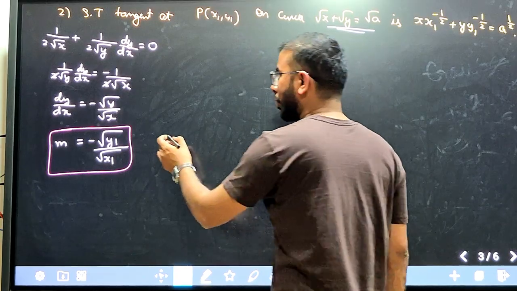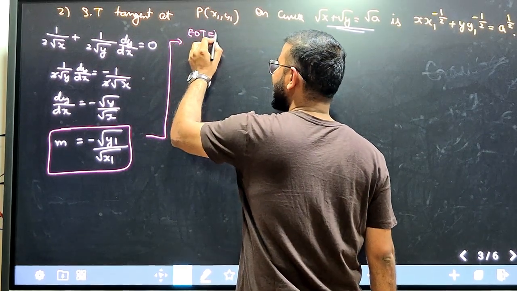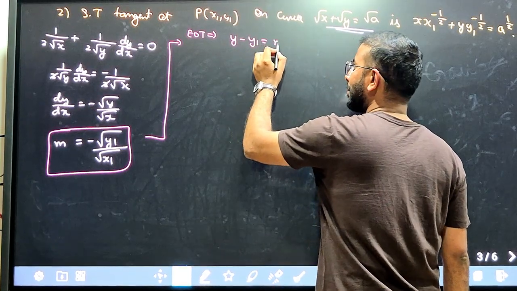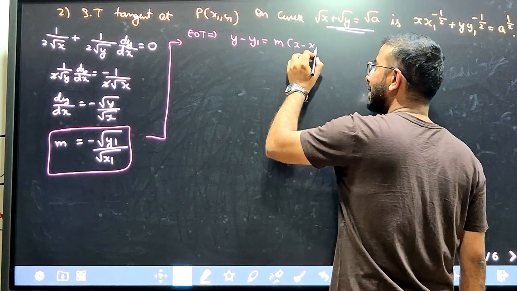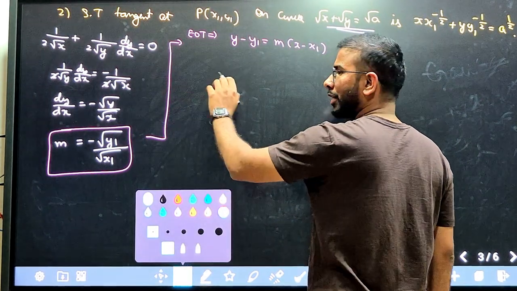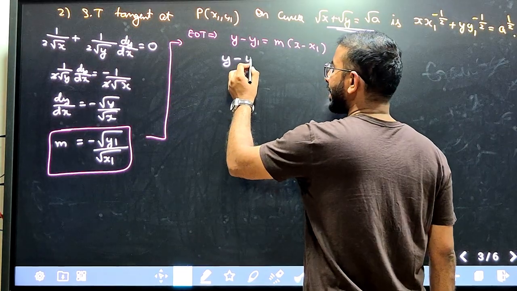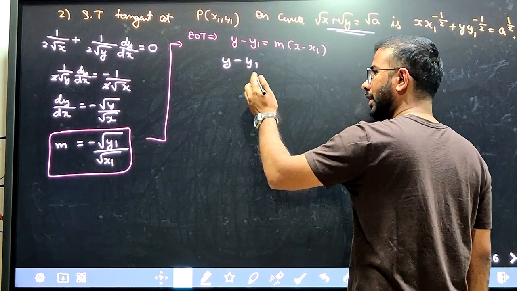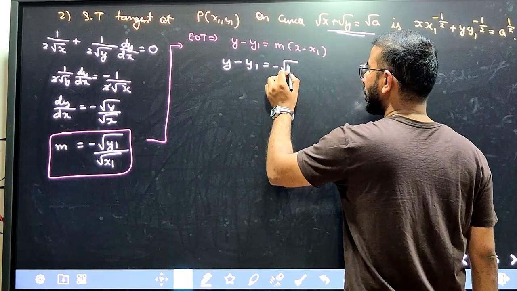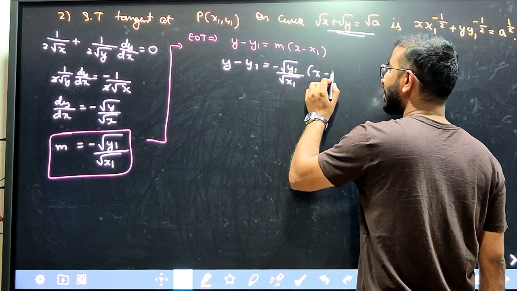It's easy, right? Okay, now what you have to write is equation of tangent. How to write equation of tangent? y minus y1 equals m into x minus x1. It's very easy, we'll get it very easily. Just be with me, very similar to the last one. y minus y1. What is y1? y1 only is equal to m. What is m? Minus root y1 by root x1 into x minus x1.